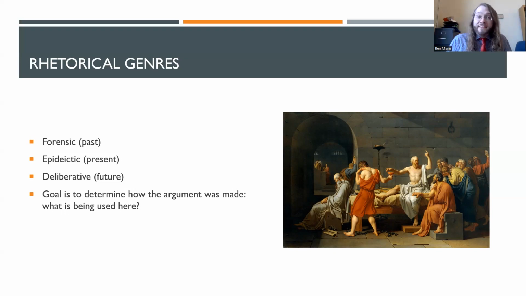We also have epideictic, which is celebration or censure in the present. Something such as a funeral eulogy or a wedding toast or roast is an example of epideictic rhetoric. And then deliberative rhetoric is focused on the future, right? So it might be like a policy discussion or roundtable or people speaking on the floor of Congress about what we need to do in order to deal with an issue. In other words, these genres allow us to understand what the argument was that was being made and what was being used to make that argument.